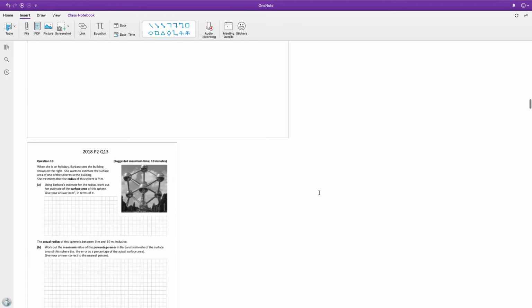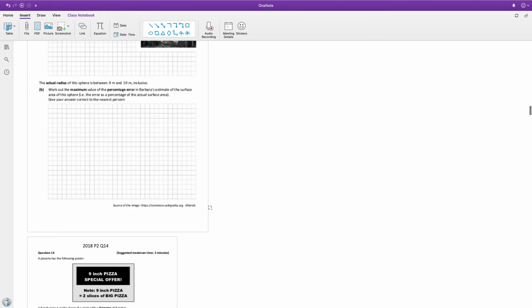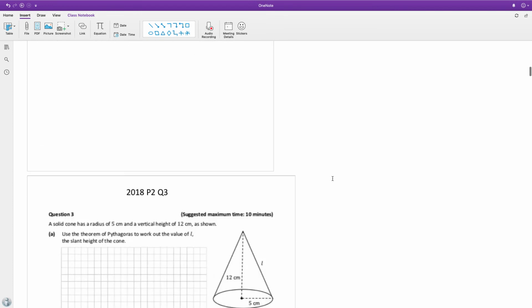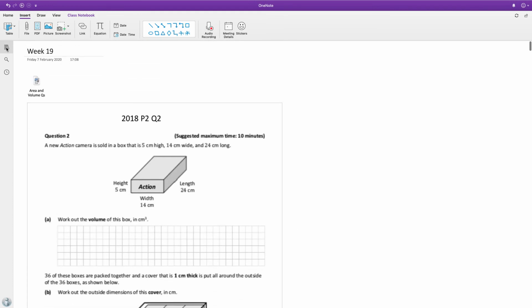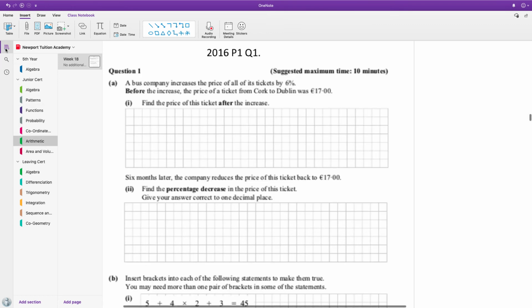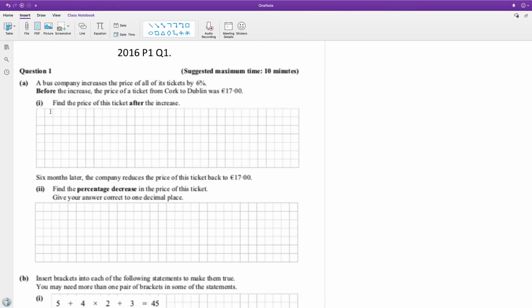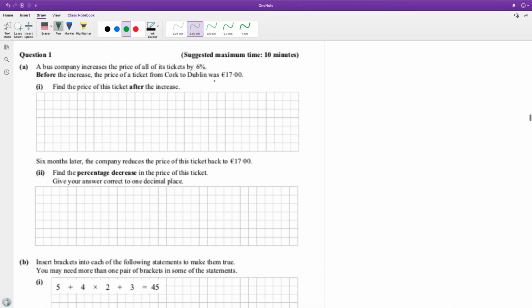You've got 18 euro and 2 cent. Let's look at it. Right, a bus company increased the price of its tickets by 6%. Before the increase, the price of a ticket from Cork to Dublin was 17 euro. Find the price of this ticket after the increase. So, 17 euro is 100%, so divide by 100, multiply by 106, and you get 18 euro and 2 cents.